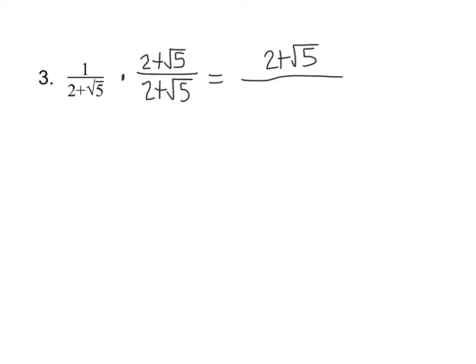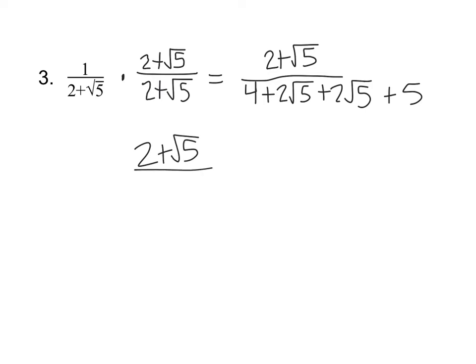And now, just for note's sake, I'm going to go through that pretty quickly. So first, outside, inside, last. First is 2 times 2 is 4. Outside is 2 square roots of 5. Inside is also 2 square roots of 5. And the last is going to be square root of 5 times square root of 5. That's going to be 5. So now I can simplify that down. So really what I have here is 2 plus the square root of 5 in the numerator still. But the bottom, 4 plus 5 is 9. And 2 square roots of 5 plus 2 square roots of 5 is 4 square roots of 5.